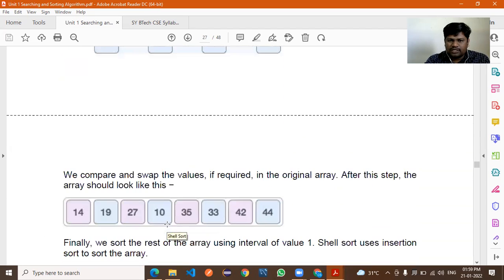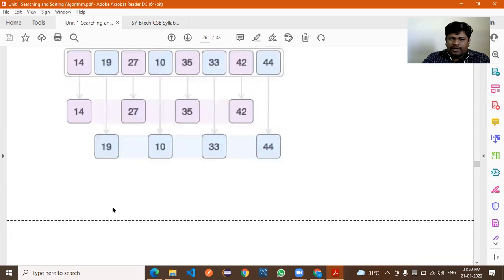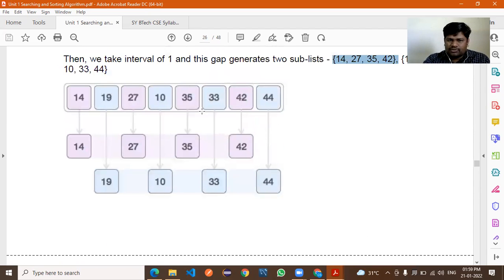Now here, why is 10 at this place? Now how is it compared? Can anyone explain how this comparison or swap is done?